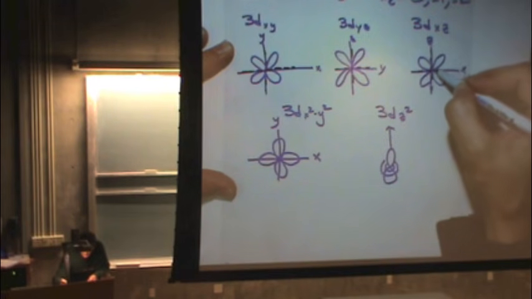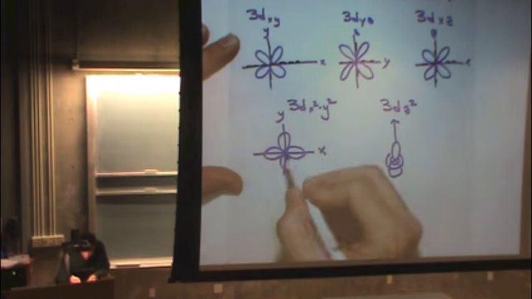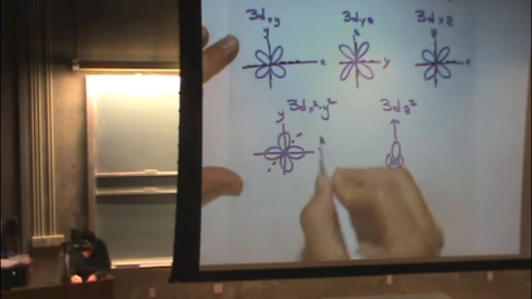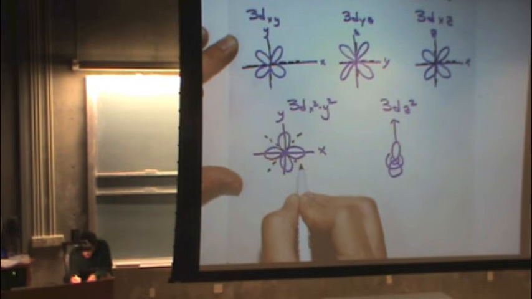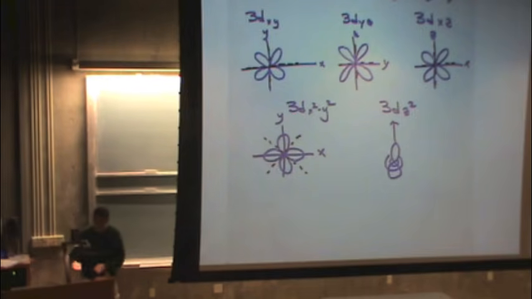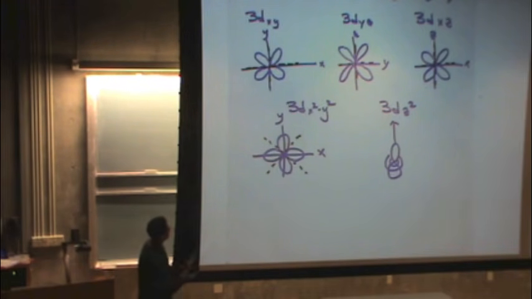Kind of hard to see, but I'm doing it in black ink. And here, the nodes are between the axes for the 3D x squared minus y squared. So the dashed lines show the nodes. On the top ones, it's the axis. On the 3D x squared minus y squared, it's between the axis. What are the names of this type of node? They're all angular. It's born with 2 angular nodes.